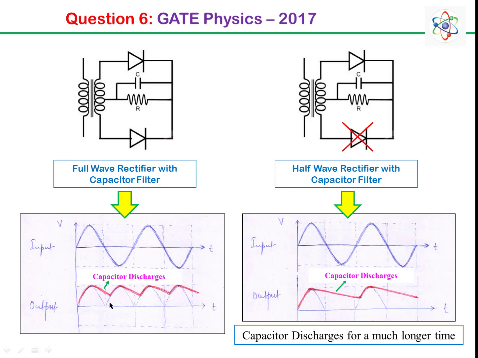Why? Because here there is output available for the negative half of the AC input, but here in the half wave case there is no output available, and therefore the capacitor discharges and it encounters the output at the third half, therefore it will start charging again, and therefore this is the output of this half wave rectifier with capacitor filter, and this is the output of the full wave rectifier with capacitor filter. So that's all.